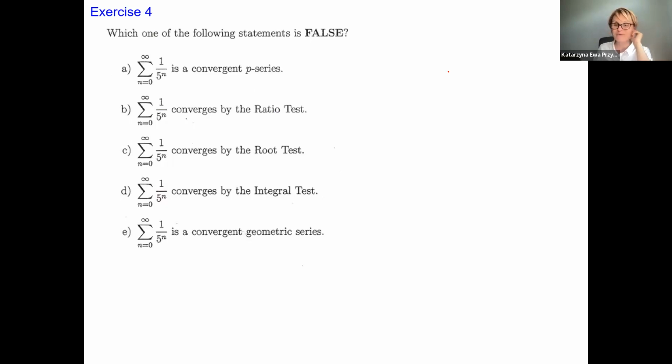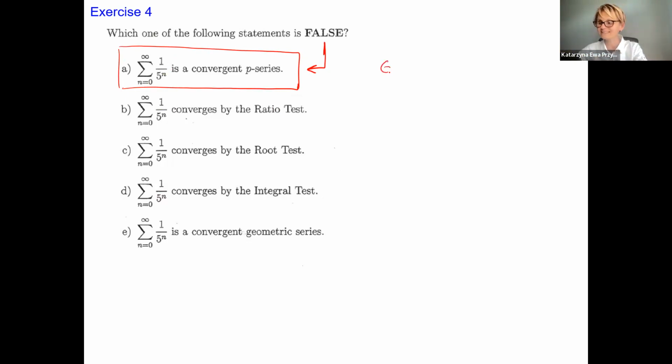Okay, that means which one is false, Rachel? I think yes. Is this P series? It's not, yes. N to the power of 5, yes, that's it, but not this one. What formula is this? What type? It's the geometric one, of course. It's the geometric series, common ratio is 1/5.